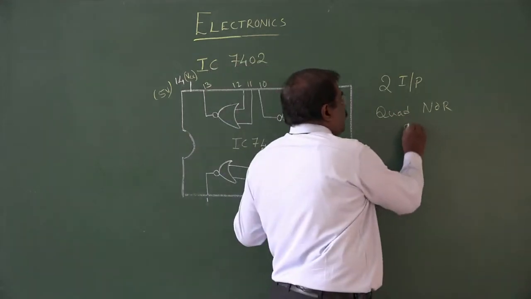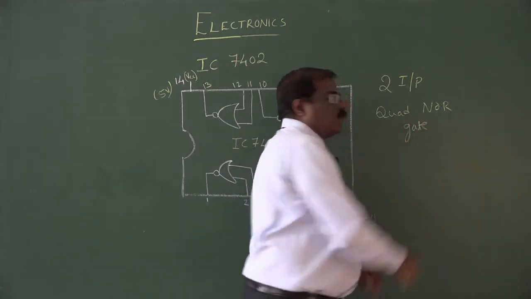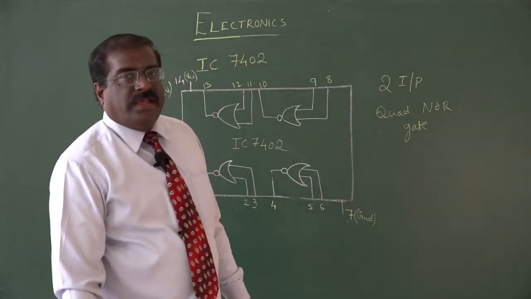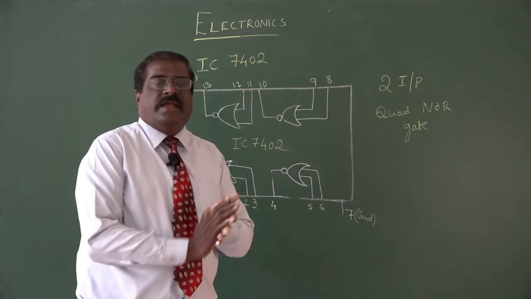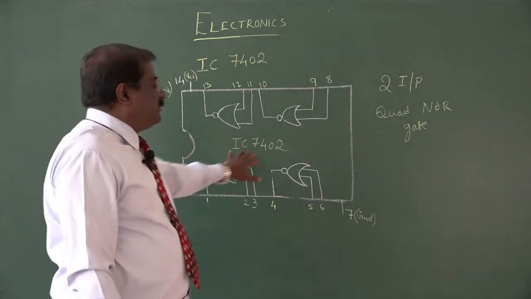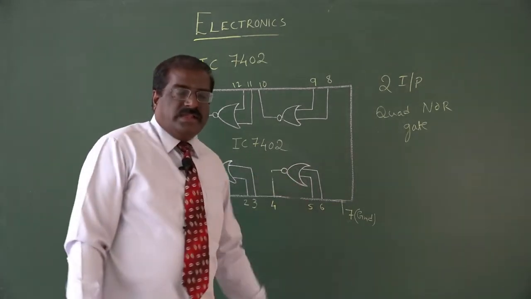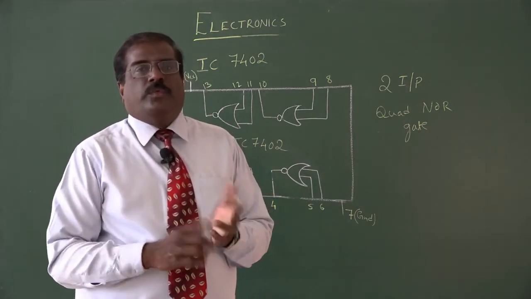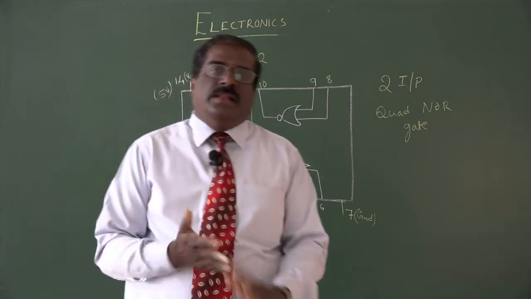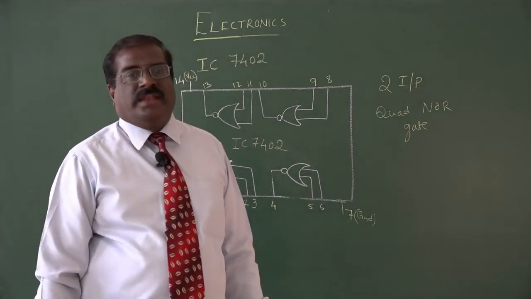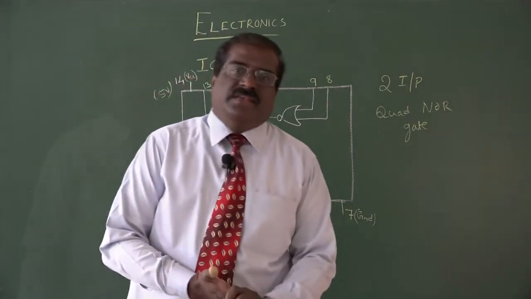Okay, we can have 4 NOR gates in IC7402. We can realize all the basic gates, XOR gate and XNOR gate using IC7402. Hence 7400 and 7402 we call universal gates, because we can realize all the basic gates.